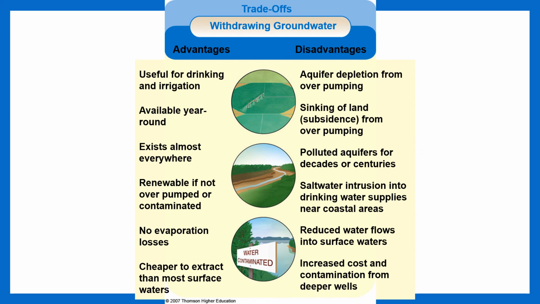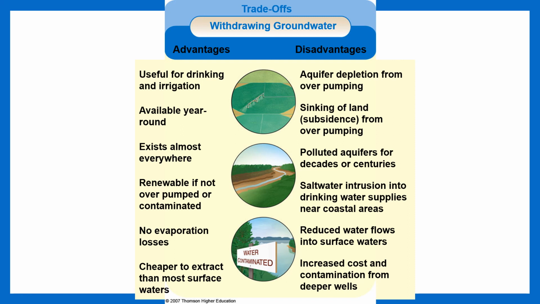This was, I thought, a nice summary. It's in your textbook. The advantages of using groundwater: if you have it available, it's great for drinking, great for irrigation. It's usually fairly clean to begin with. Here in the valley, we've had some issues with contaminated groundwater, but it's available year round. If you don't overpump, it should be renewable. You're not losing anything to evaporation because it's underground. It's usually cheap. But if we overpump, we could deplete an aquifer.